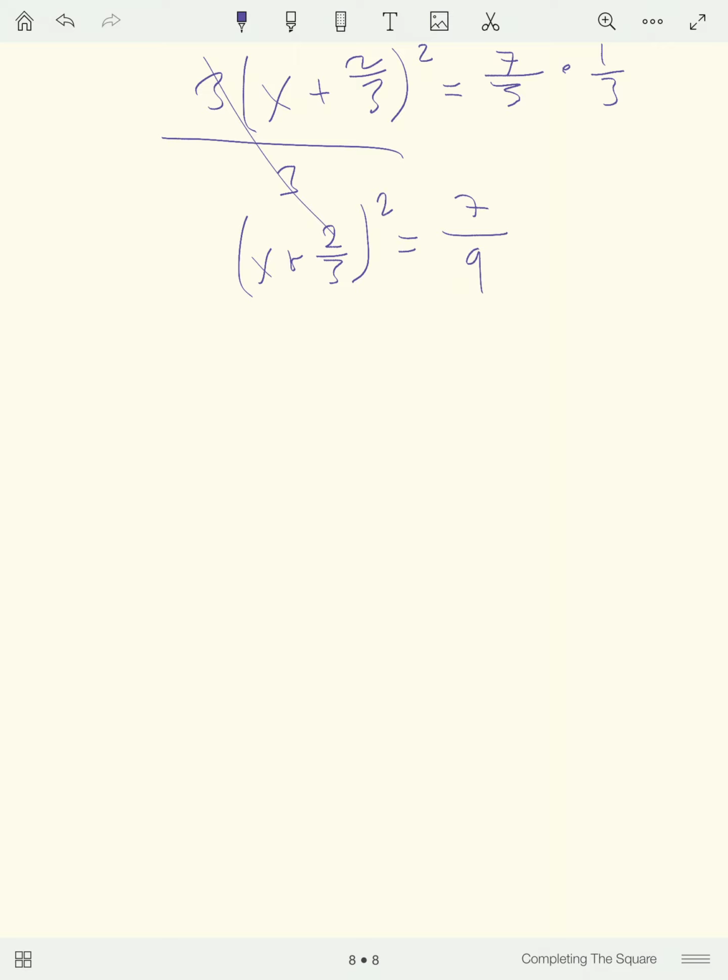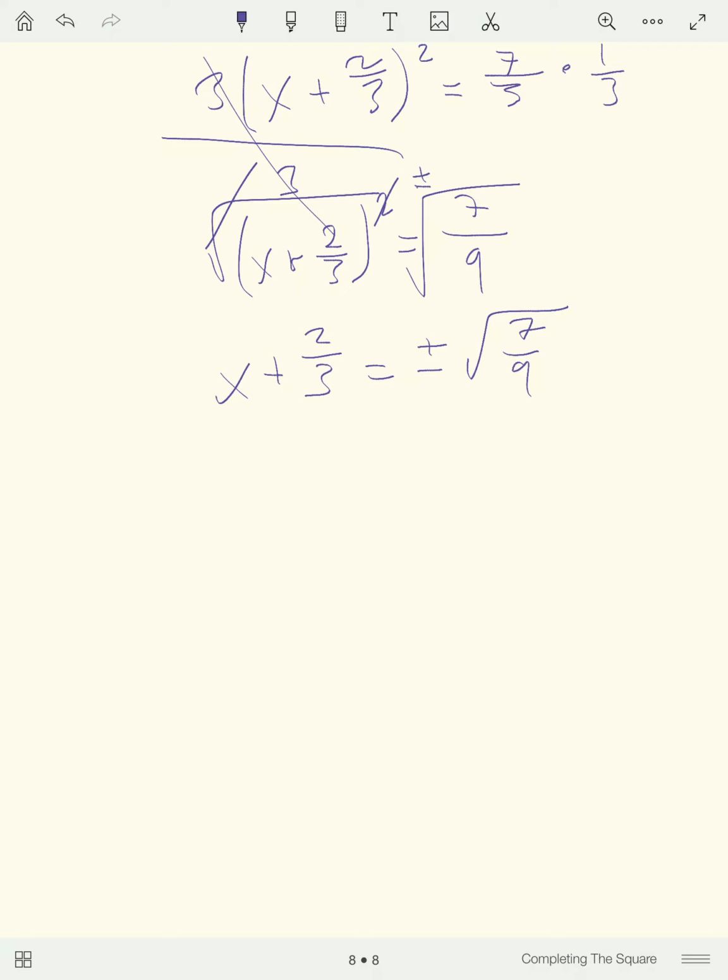All right, so we now go into our next step, which is to get rid of that square. We're trying to get closer and closer and closer to our x value, of course. So we're going to take the square root of both sides. Remember, this will give us a positive and a negative on this side, and it will cancel our square here. Let's rewrite. We get x plus 2 over 3 equals plus or minus the square root of 7 over 9.